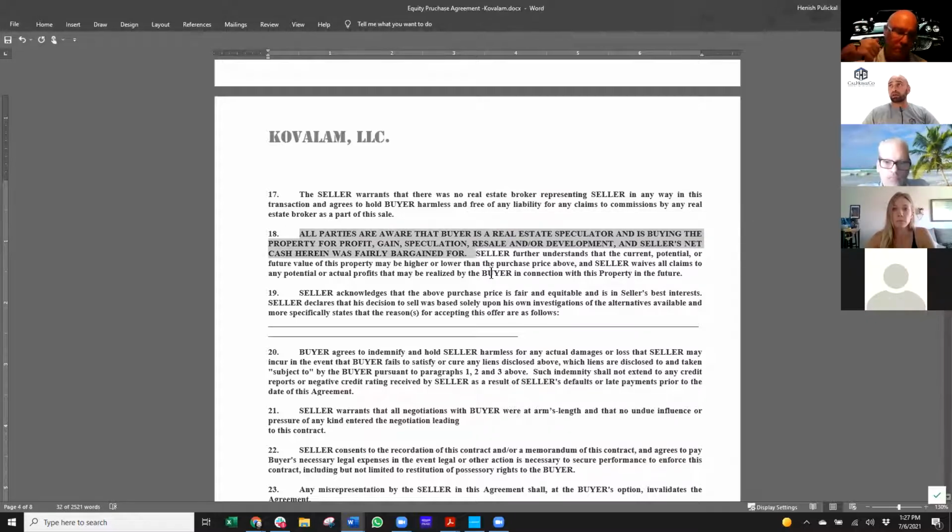Okay. Number 18, in bold and all caps, all parties are aware that the buyer is a real estate speculator and is buying the property for profit, gain, speculation, resale, and or development, and seller's net cash herein was fairly bargained for. Seller further understands that the current potential or future value of this property may be higher or lower than the purchase price above, and seller waives all claims to any potential or actual profits that may be realized by the buyer in connection with this property in the future. Does that make sense? Try to make it in as plain English as possible. Hey, I'm buying this home because I want to make money off of it.